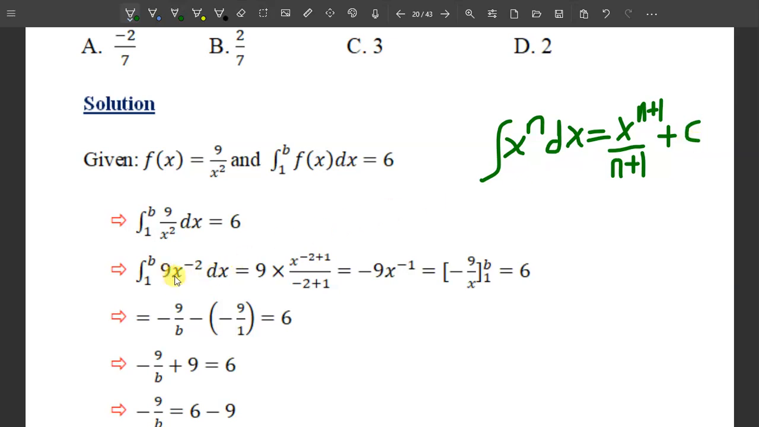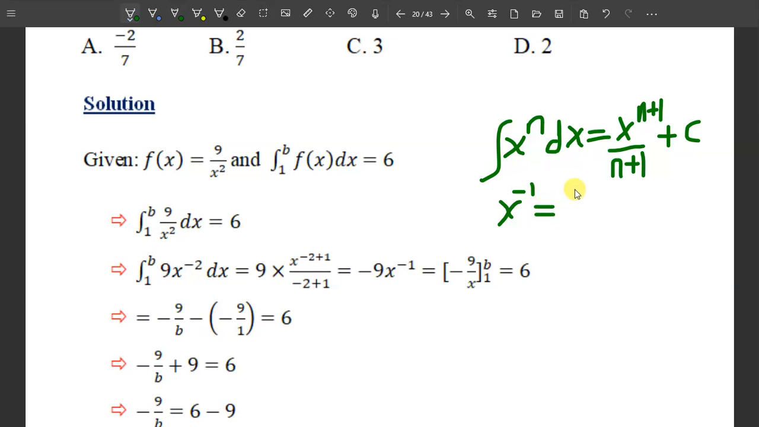Then let us begin here. The integral of 9x to the power of minus 2 dx becomes 9 times x to the power of minus 2 plus 1, since our n is minus 2, over, write this in the denominator, minus 2 plus 1, which is minus 1. Multiply minus 1 by 9, it becomes minus 9. x to the power of minus 2 plus 1 means x to the power of minus 1. Again, by applying the rule of exponents, x to the power of minus 1 is equal to 1 over x.